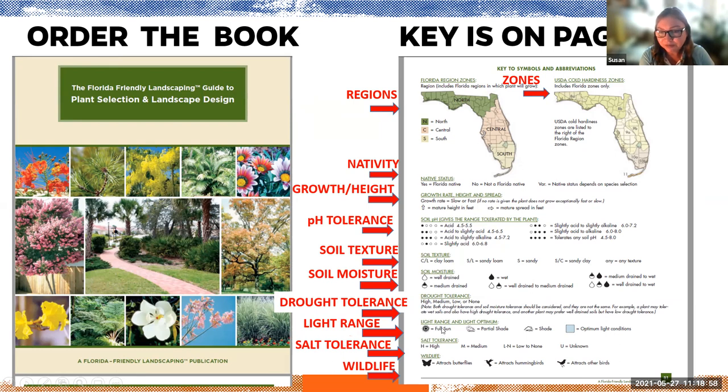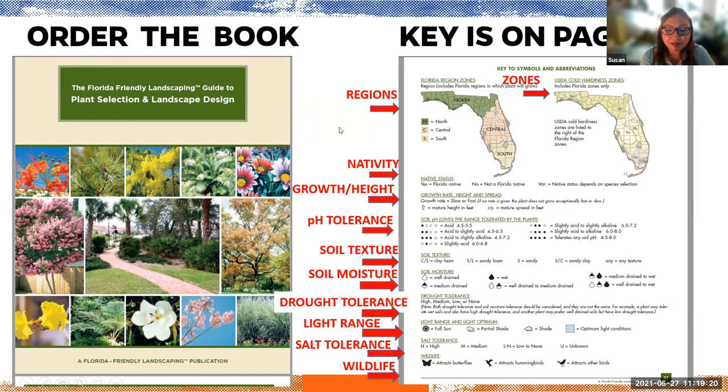Light ranges, whether it really prefers to have full sun, that'll be darkened in, or if it prefers partial shade, that'll be highlighted. Salt tolerances, high salt tolerance, low to none, or unknown, and what type of wildlife it attracts, if it does attract wildlife.